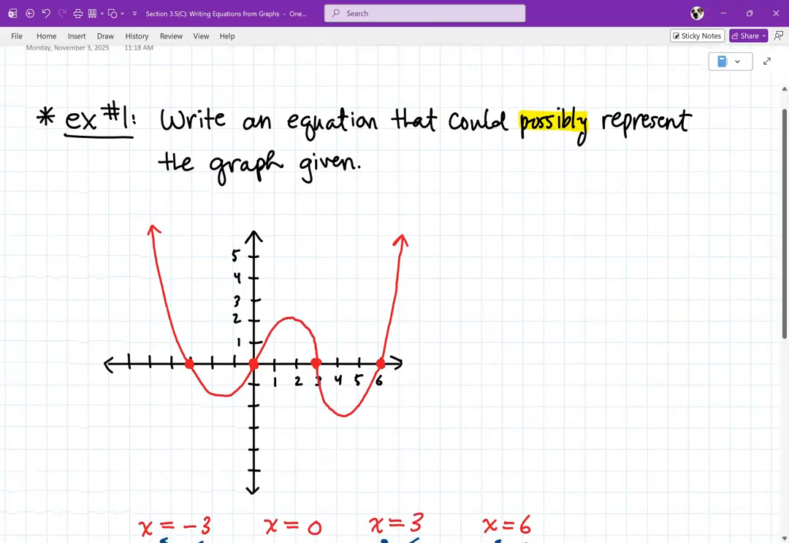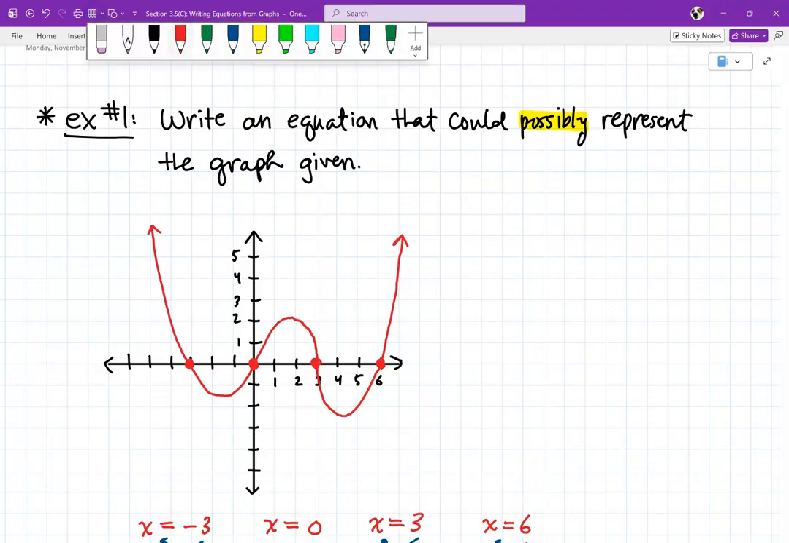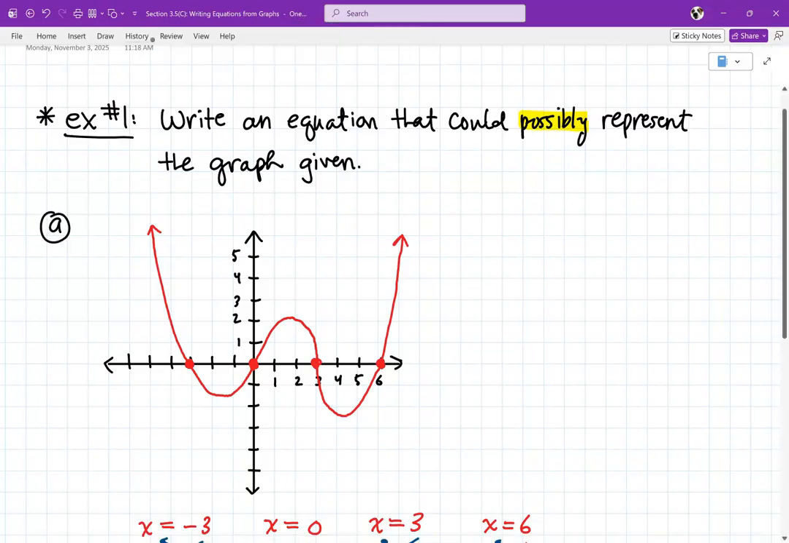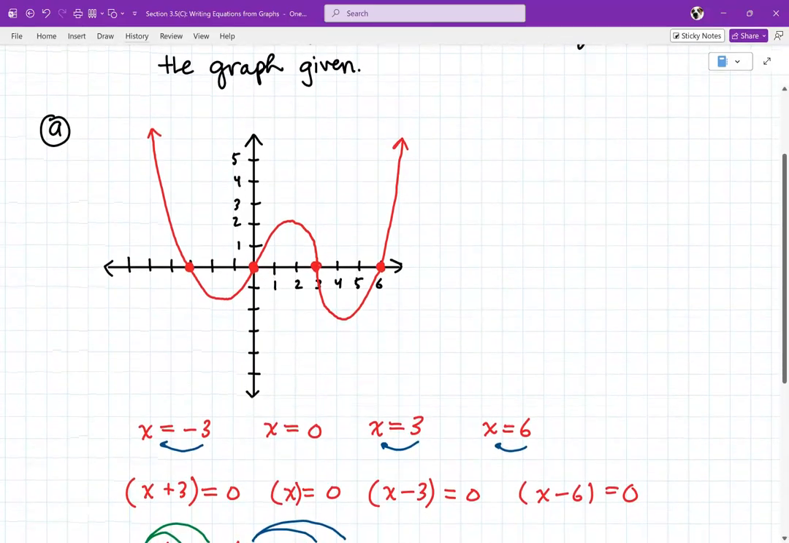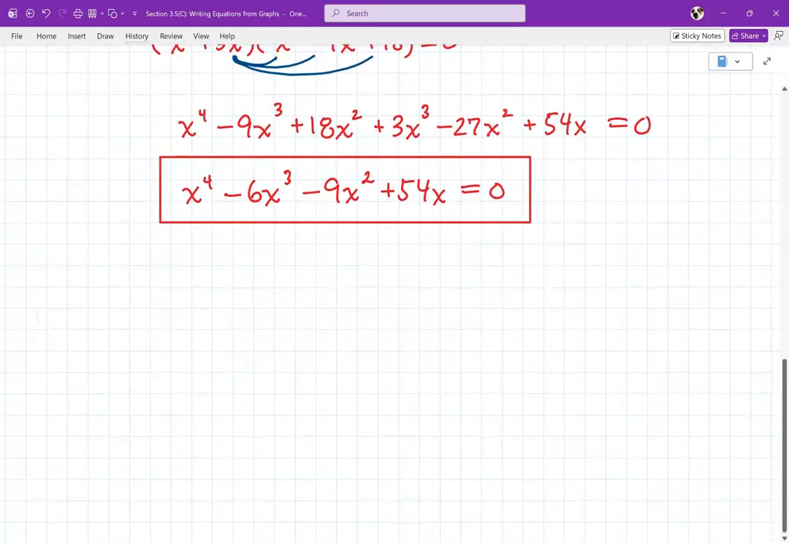So let's do one more. And so that we don't have to rewrite the instructions, let's put an A right here, part A. That way we just do part B. Same instructions. Write an equation that could possibly represent the given graph. By the way, I did the hard one first, just so you know. Out of the two, this would be the hard one because this one has 4 factors. The one we're going to do next is only going to have 3. So it's going to be less work. Okay? So here we go. Part B.